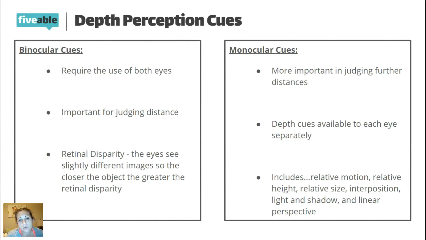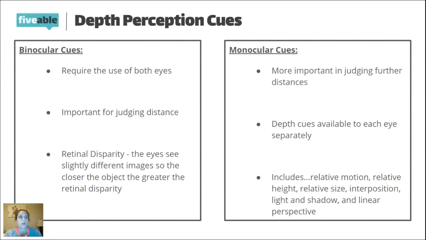Particularly, binocular cues are useful in judging distance, helping us with depth perception. The main binocular cue is called retinal disparity. You can hold your thumb out like this. I can't get my thumb on the screen. There we go. Look at something across the room, cover it up with your thumb with both eyes open, and then switch which eye is open and shut. It'll look like your thumb is jumping back and forth.